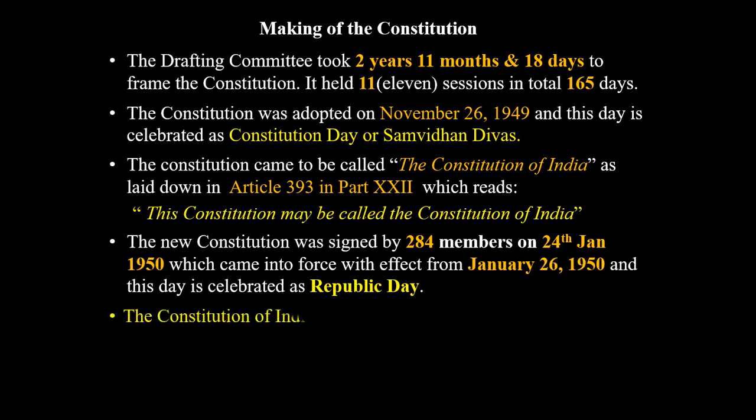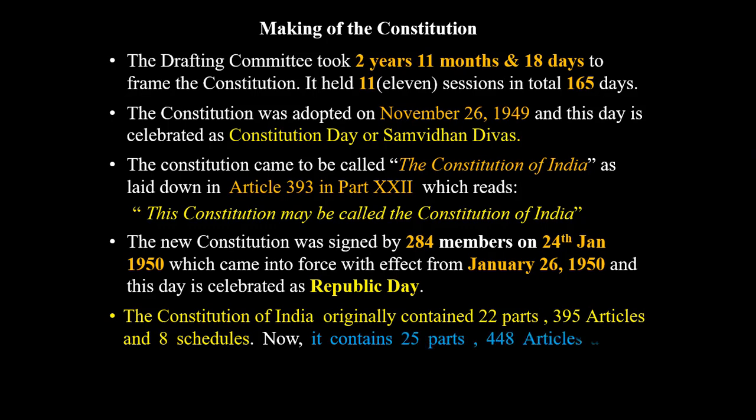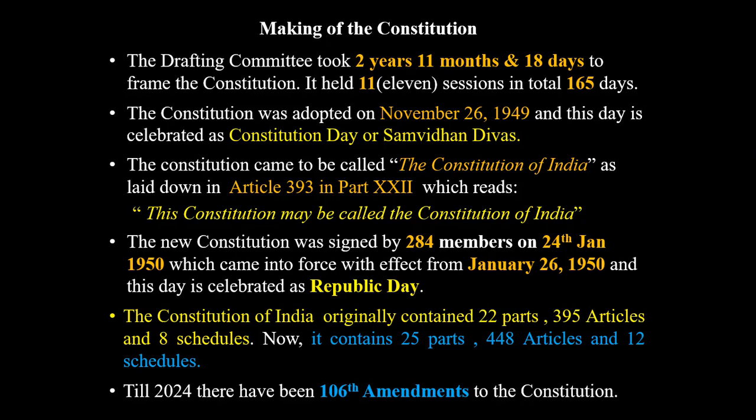The Constitution of India originally contained 22 parts, 395 articles and 8 schedules. Now, in present time, it contains 25 parts, 448 articles and 12 schedules. Till date, there has been 106 amendments.